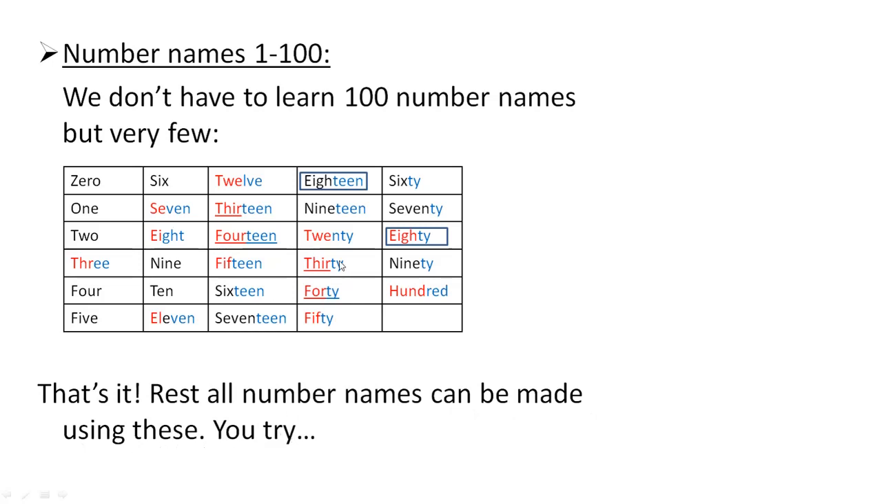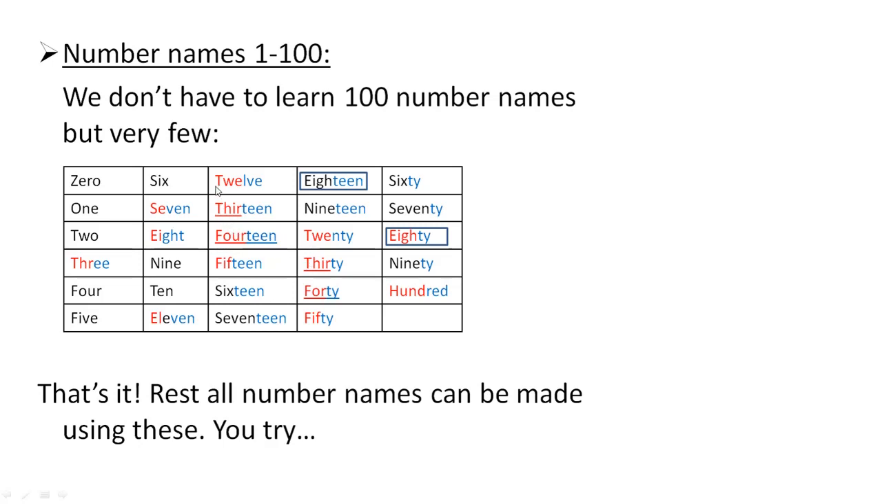You try. See, now 21. So I know the spelling of 20. I know the spelling of 1. So I know the spelling of 21. Similarly, 75. Then I know 70 and I know 5. So I can make all the number names using these spellings. Okay. Now here you have to pay attention to some spellings.